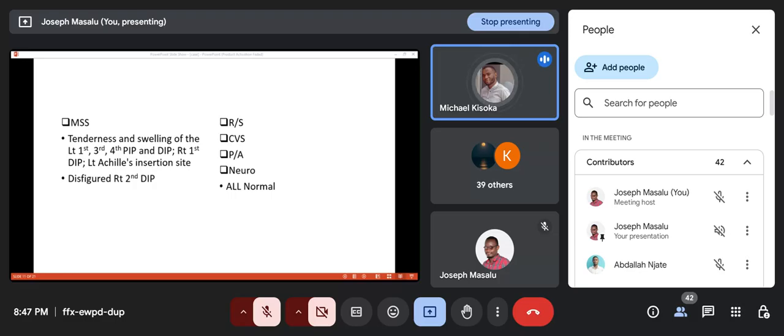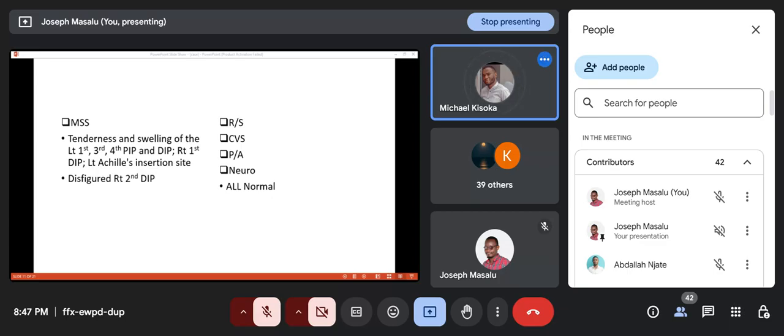So we have dactylitis, and then we have the left Achilles, also the right first DIP, and left Achilles insertion site. So enthesitis is in. Thank you, Dr. David. I forgot the word enthesitis initially. So the left Achilles tendon insertion site was also inflamed.